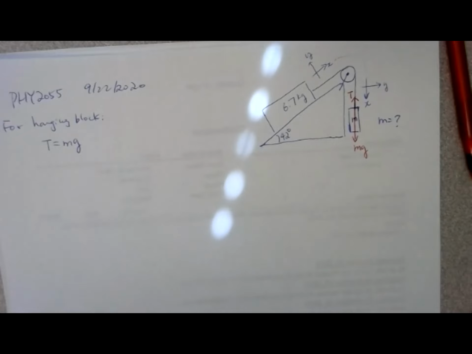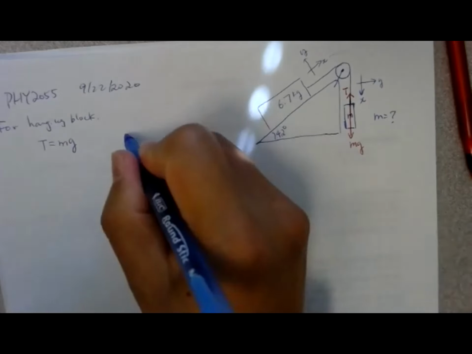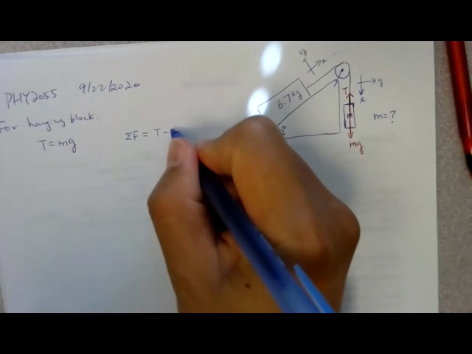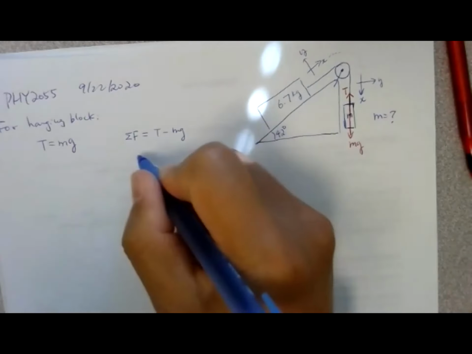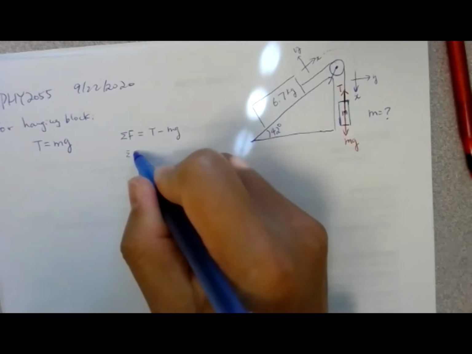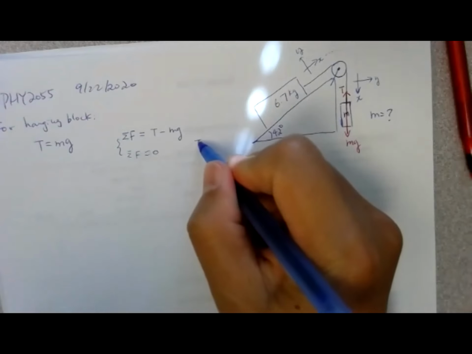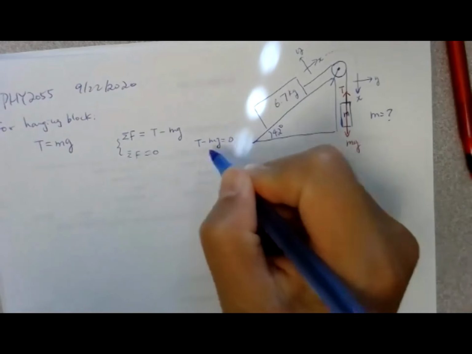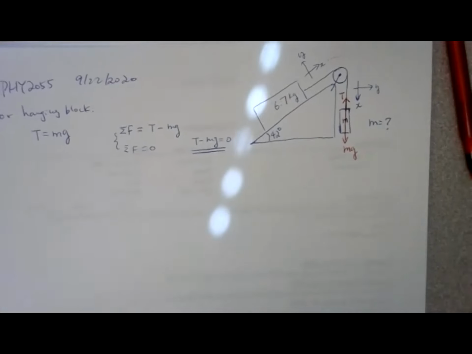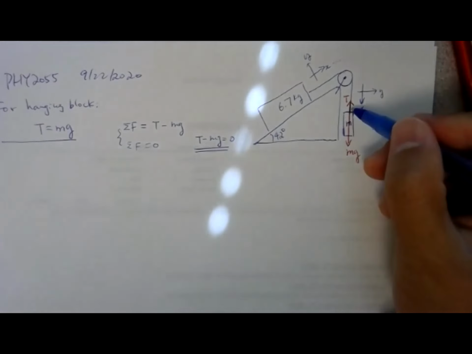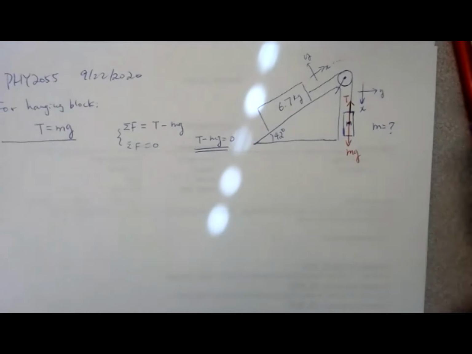You can do the same as what we did earlier. You can write that net force is equal to tension minus mg. Because it's in equilibrium, the net force will be equal to 0. You set these two up, then it tells you T minus mg is equal to 0. Or if you are familiar with this procedure by now, you can directly write that T is equal to mg by just looking at the free body diagram and noticing it's in equilibrium. So T should be equal to mg.